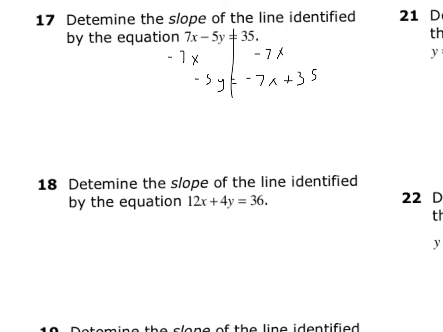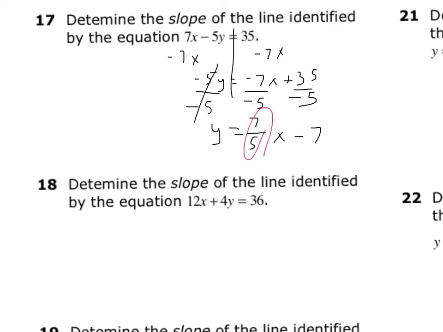And then divide everything by -5. So we get positive y equals positive 7/5 x minus 7. M is our coefficient of x, so 7/5. All I wanted was to know what the slope was.